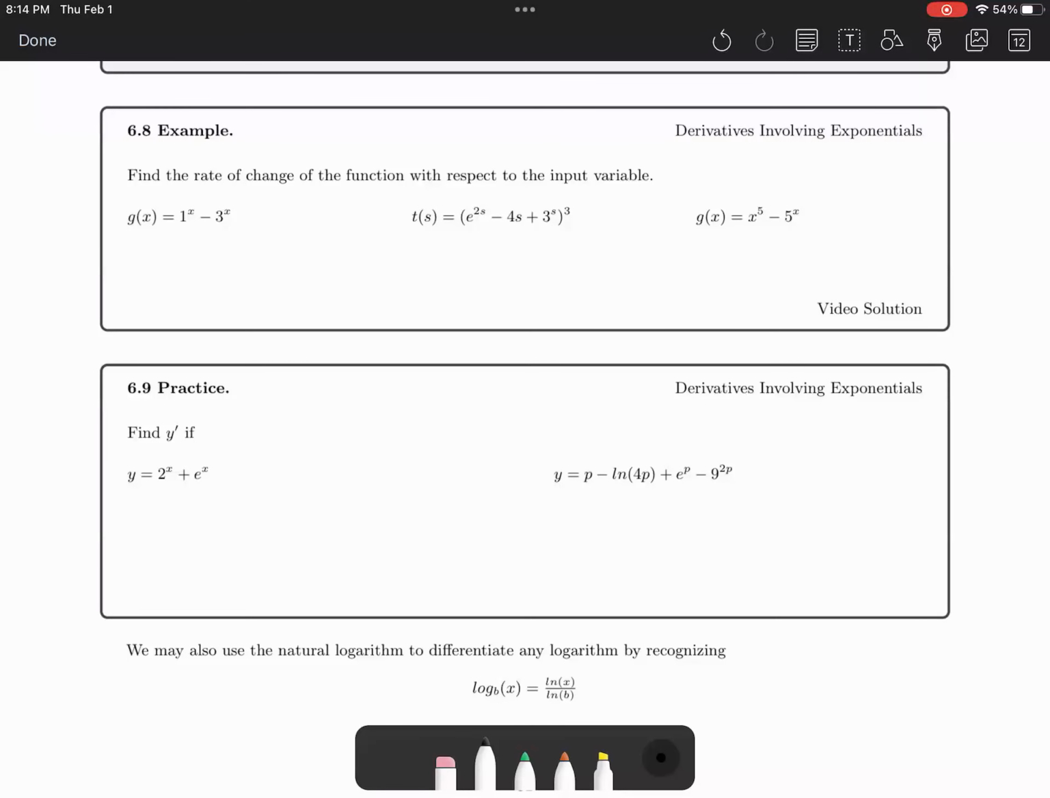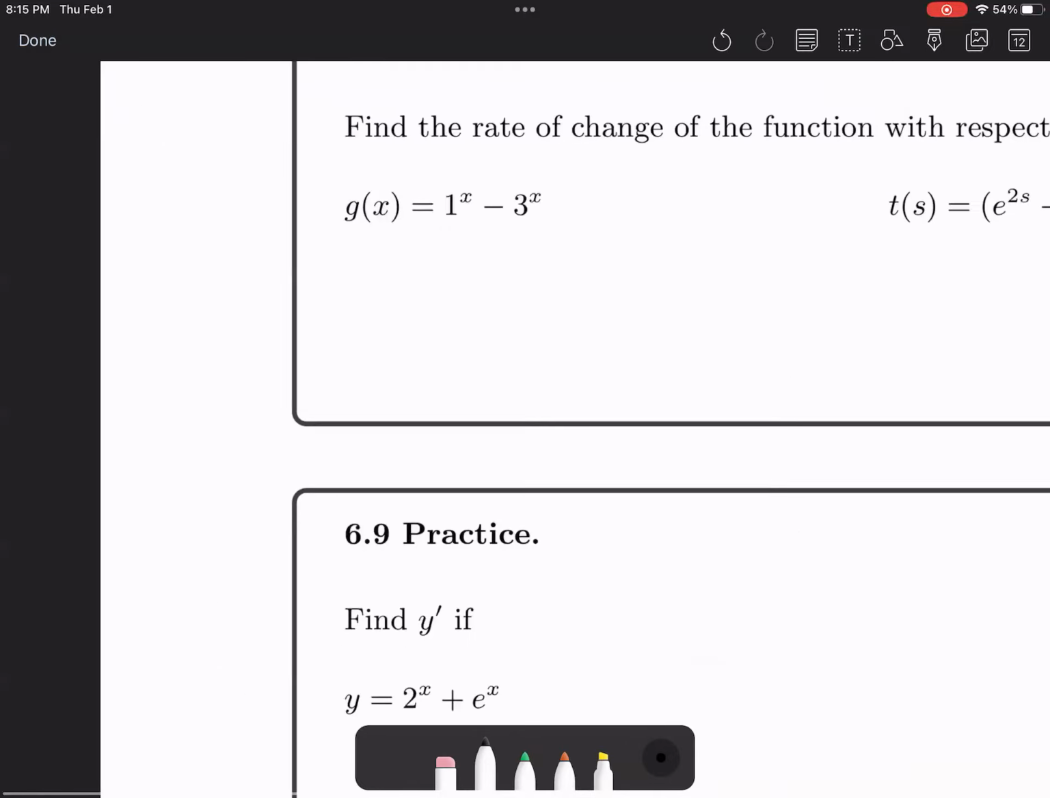Example 6.8 is going to walk us through how to differentiate exponential functions when the base of the exponential is not Euler's number, e, but when it could be any number. For instance, in the function g, we have 1 to the x. Now, if you're anything like me and you don't like memorizing things, I don't have these rules memorized. I have to derive them every time.